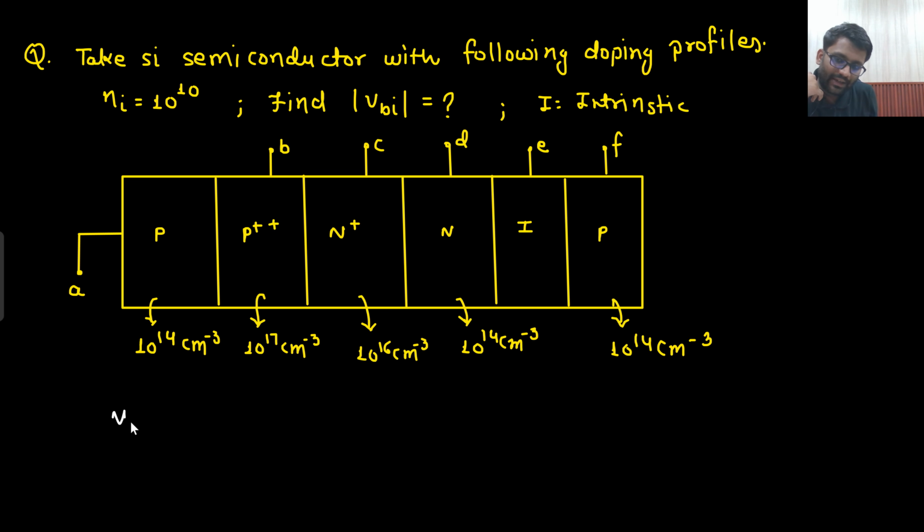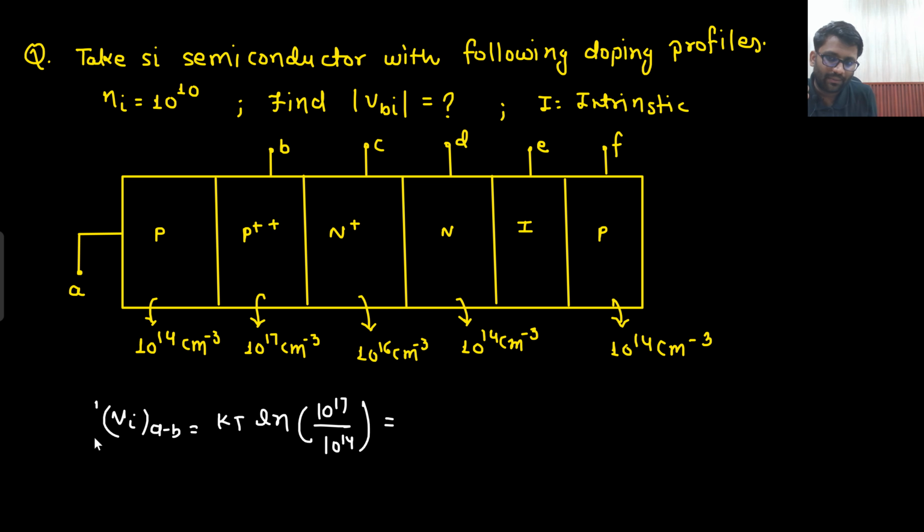So let's just say if they have asked me built-in potential between AB, what will be my answer? Those two who are connected, they will be my matter of concern. So KT ln 10 to the power 17 divided by 10 to the power 14. I only care about the magnitude. So what will be the answer I will be getting? 0.026 ln 10 to the power 3. So you can calculate it. As of now, calculation is not my matter of concern, right?